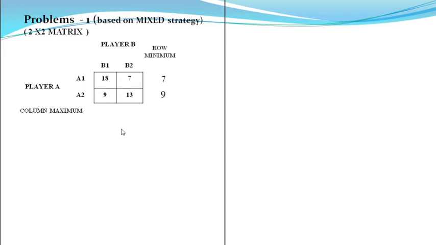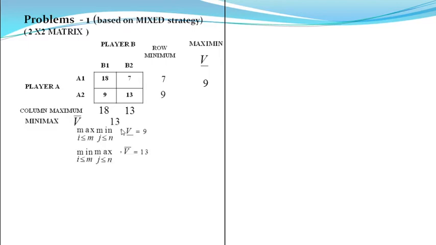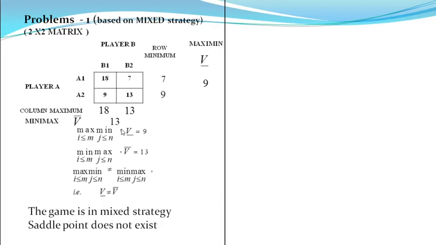Column maximum. Maximum of 18 and 9 is 18. Maximum of 7 and 13 is 13. So find the maximum of the row minimums. Which is maximum? 9. Like that, the minimum of the column maximum values 18 and 13 is 13. So it is clear that maximin equals 9 and minimax equals 13, which shows that these two are not equal. When these two are not equal, we can tell the problem is in mixed strategy and the saddle point does not exist at the moment.